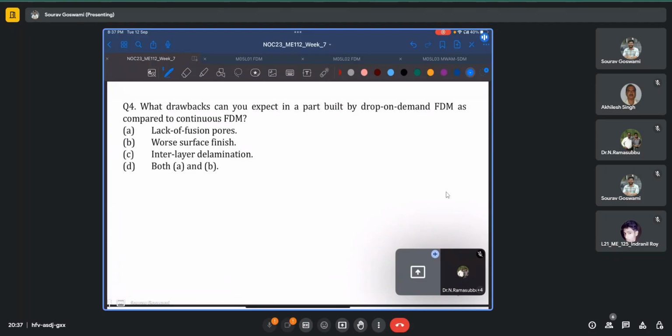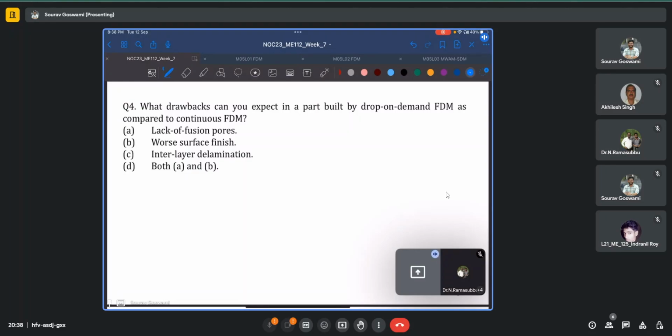The next question is discussing the new mechanism, which is actually the drop-on-demand FDM, and it's asking us to ponder what defects or drawbacks we can expect. So this was not touched upon in the lectures directly. Of course, the entire process was described, but if we have to think critically about what sorts of defects or drawbacks can be encountered, that's what the question is asking us.